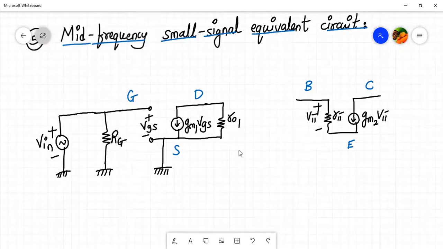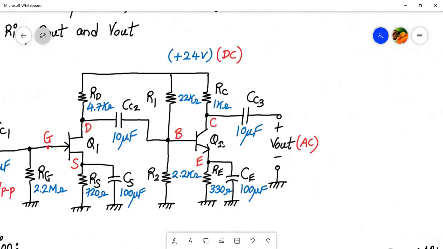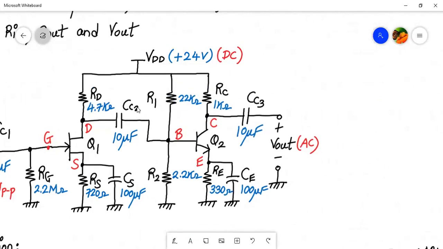Now let us check the connections for the drain and the base terminal. Let me go back to the circuit. The drain and the base terminal are connected together with a wire because the capacitor is a short circuit. From the drain terminal, we have a resistor RD, and from the base terminal, we have a resistor R1 parallel to R2 because VDD is grounded. The DC source is also grounded for AC analysis. So let me draw that.